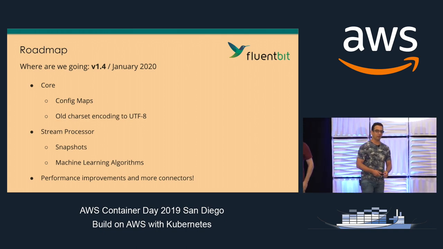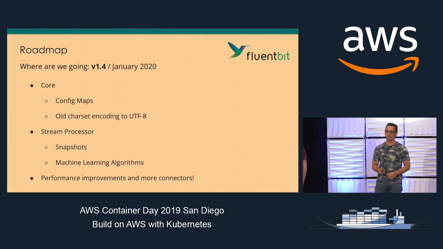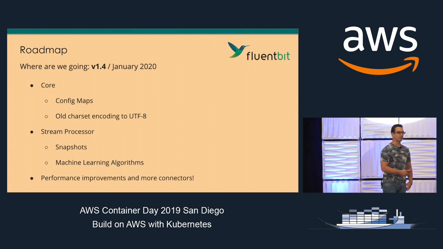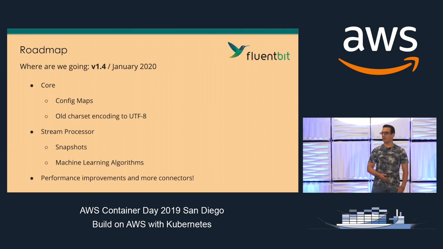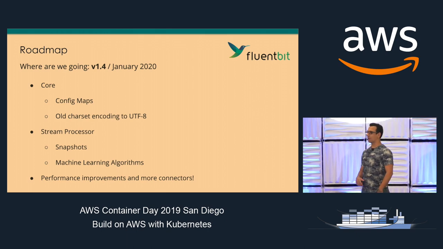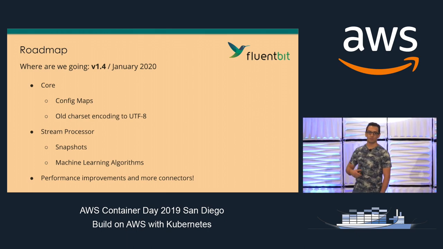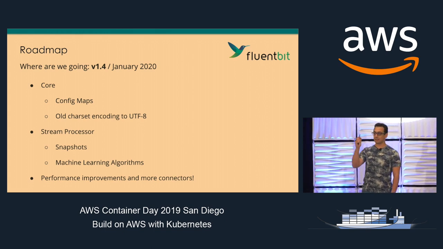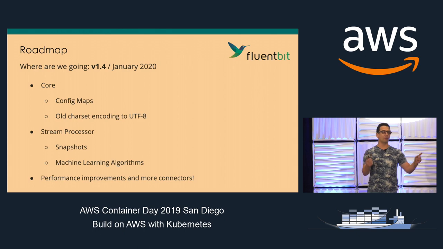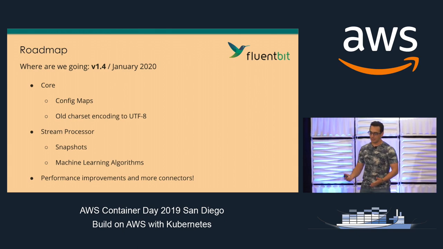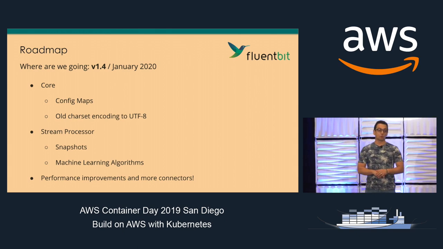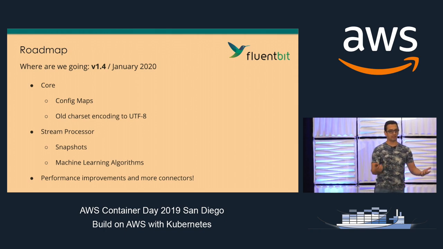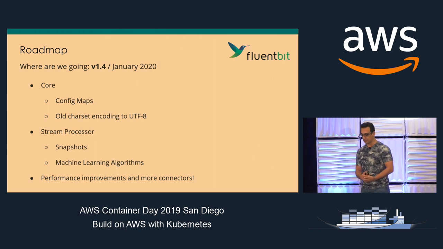Config maps are basically a way to avoid you as a user messing up your own configuration. It's very easy when you deploy services to have a typo and not know why things are not working. With config maps, we are going to make sure that your configuration looks right, otherwise it will not work, and we'll let you know: hey, this is wrong, this is a typo, and these are the options available, or this is not the right data type. We also got a lot of requirements to support data encodings which are not UTF-8, like Latin characters, so we are working hard on that.